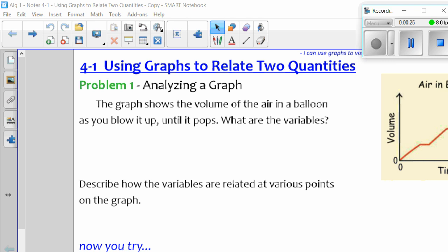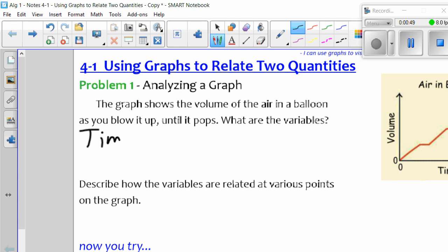So in this first problem, we're looking at this graph. It's showing how much volume of air is in a balloon over time, and time could be measured in seconds or minutes, whatever. We'll probably be a little bit more specific when we do them. But in this case, they're asking us what are the variables for this particular graph. So for this one, one of the variables is going to be time, like I talked about, and that's represented on the x-axis.